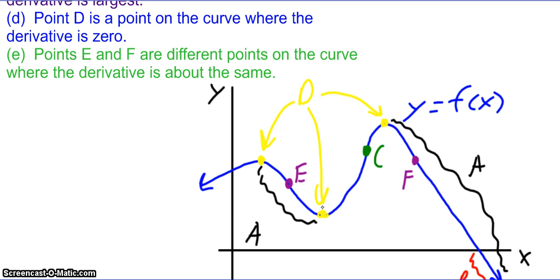And E and F are different points on the curve where the derivative is about the same, so that's where it looks as if the function is parallel or would have about the same slope. And so that's maybe here and here, it looks about the same.